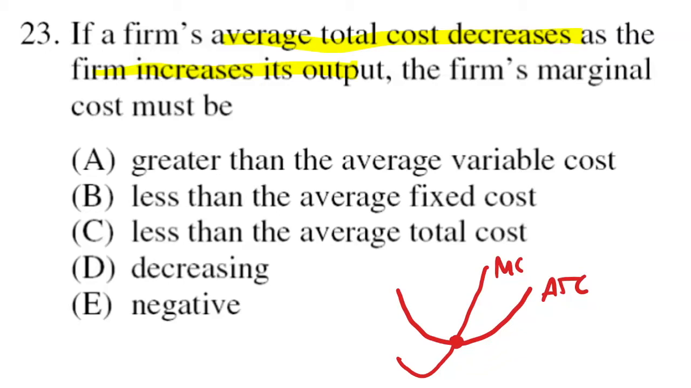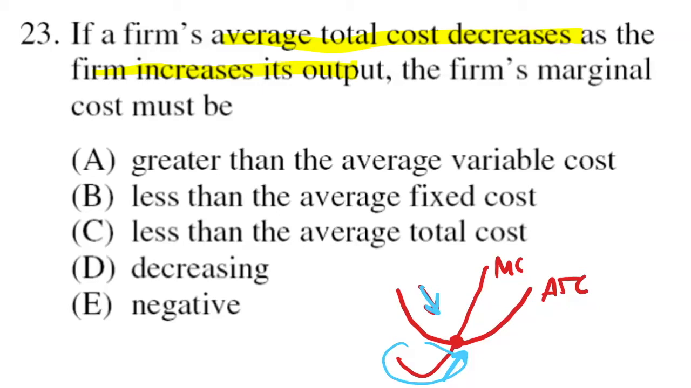So here, if the average total cost curve is decreasing, the firm's marginal cost must be what? Remember what we talked about in the video: if the ATC is decreasing, that means our marginal cost curve has to be below the ATC, because when it's below, it pulls the average down. It doesn't matter that this portion of the ATC is increasing. It's still below our average total cost, so it's still going to pull that cost down. So we're looking for an answer choice saying the marginal cost must be less than the ATC.